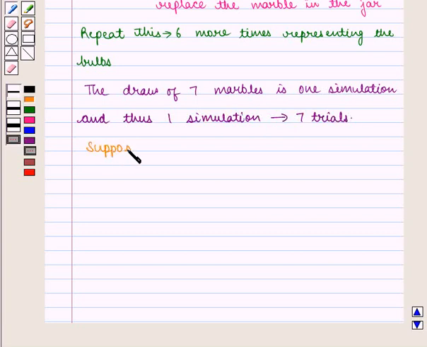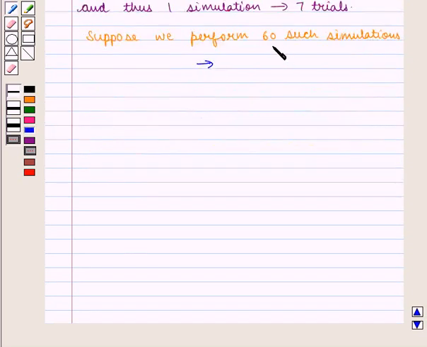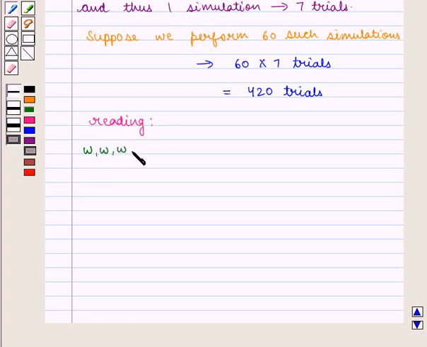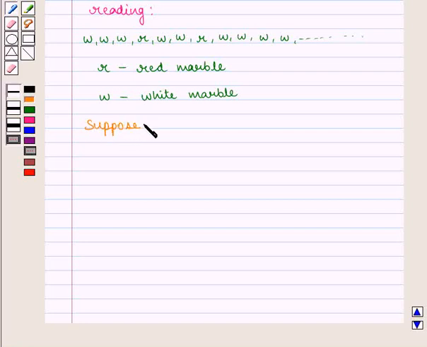Suppose we perform 60 such simulations. It means we'll have 60 into 7 trials, which is equal to 420 trials, and we get the following reading, that is W denoting the white marble, W, R which denotes the red marble, W, R, W, W, W, W, and so on. And let us suppose out of 420 trials, 65 times red marble was drawn.